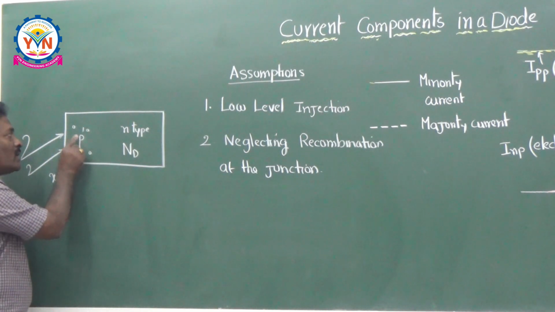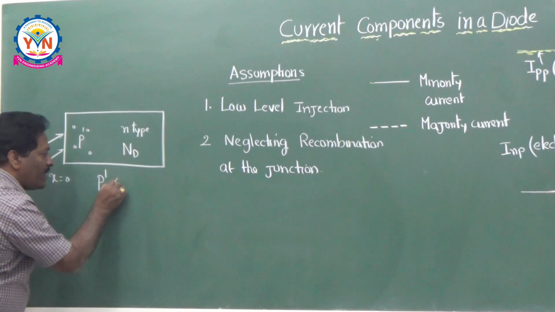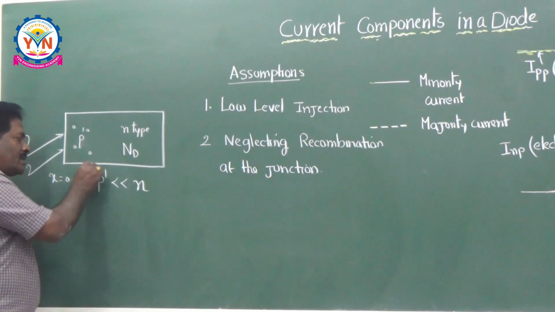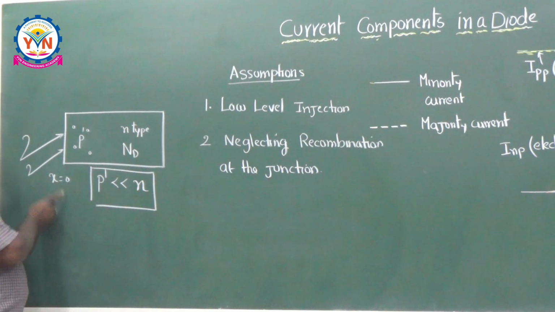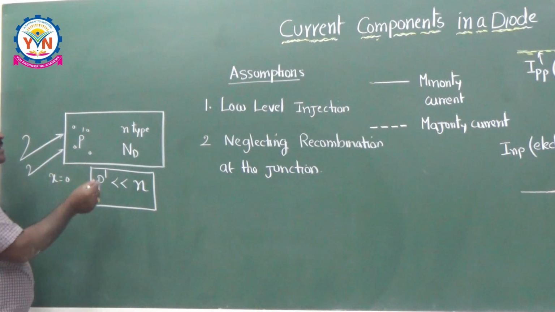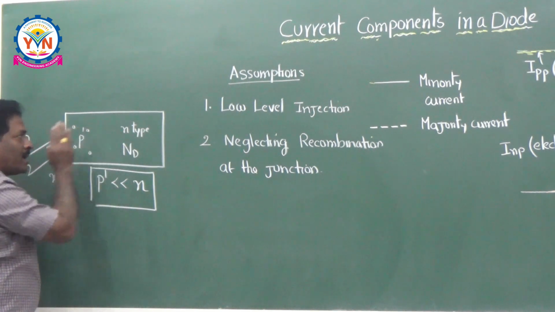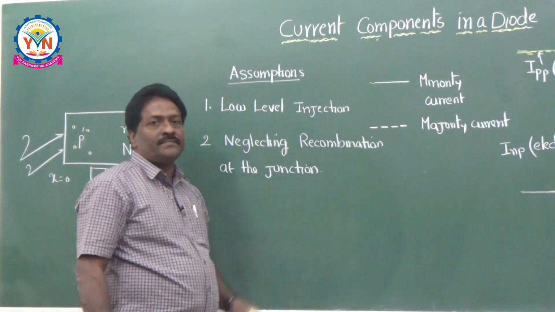And the injected one is P dash. The injected holes are P dash. This P dash is very less than the majority carriers, electrons. This is called low level injection. That means you are injecting the minority carriers. Of course, the number of minority carriers is very less than the majority carriers of the sample. So that is called low level injection.